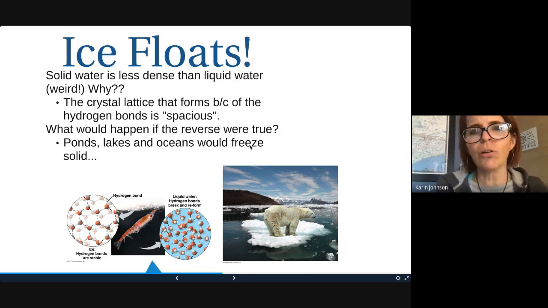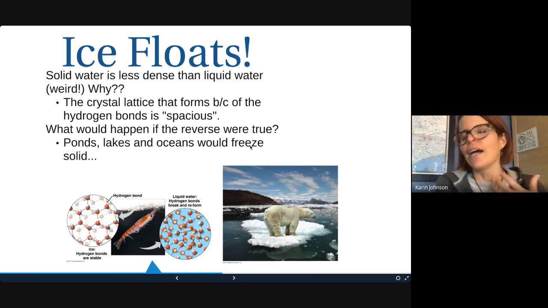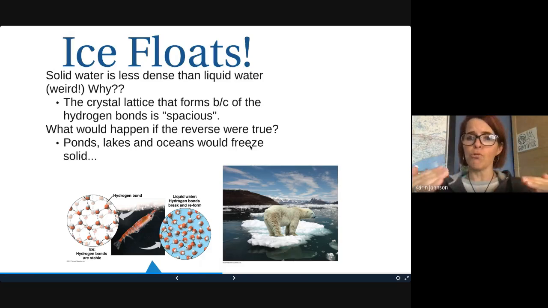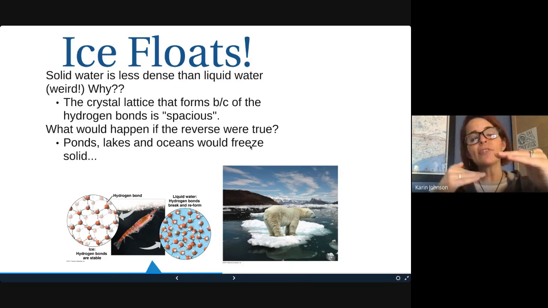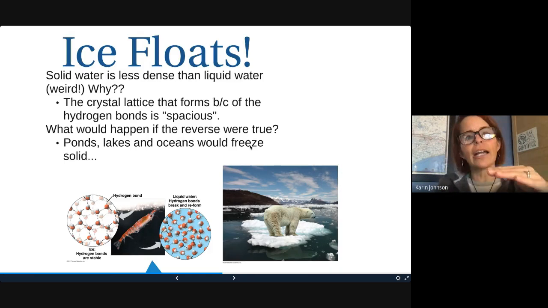Okay, so that was a whole long explanation about why ice floats. Who cares that ice floats? I'm going to say this repeatedly: this is a reason that life can exist on this planet, because we have water. Ice floats. It does two things. Number one, it protects the water down below. It prevents heat loss from the water down below. It acts like an insulating layer and doesn't allow the heat in that water to escape.